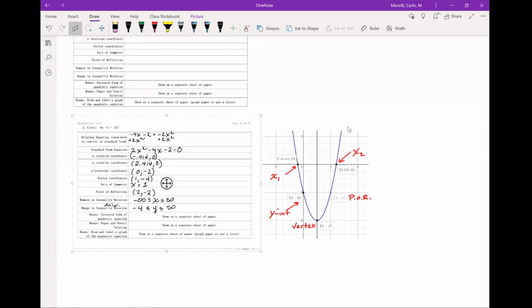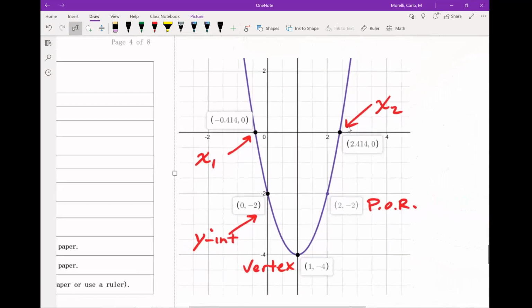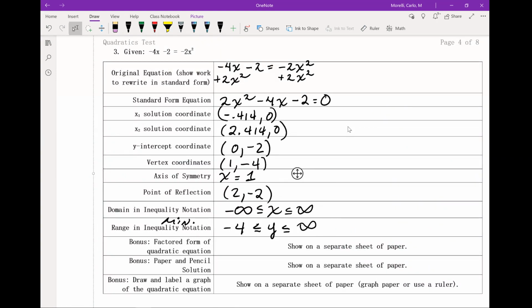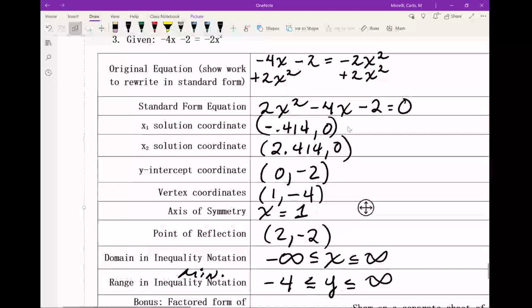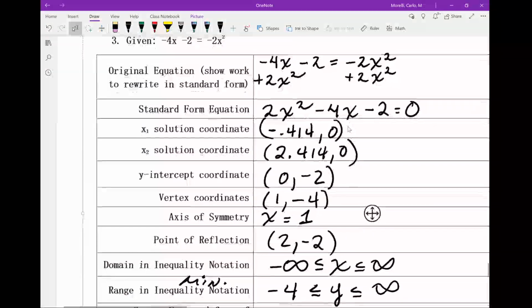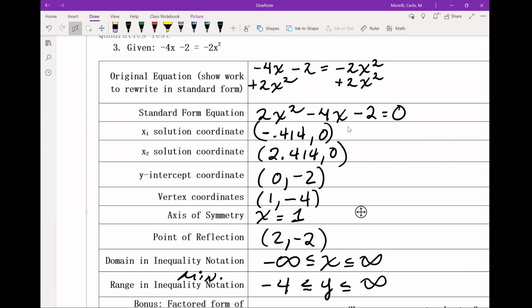So I'm going to show here the graph now for number 3 so you can look at it. And I'm going to show the solutions here for number 3, and I'm going to zoom in on them. This is number 3. Make sure you get it copied down.